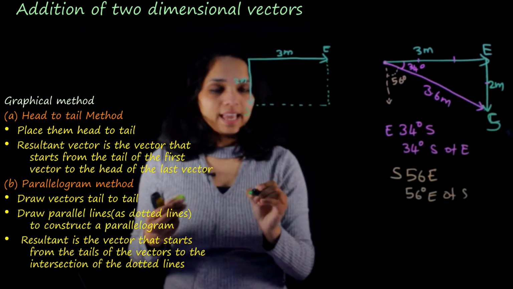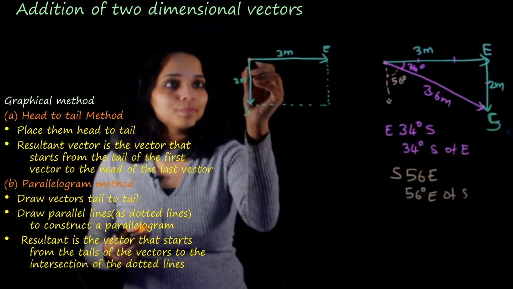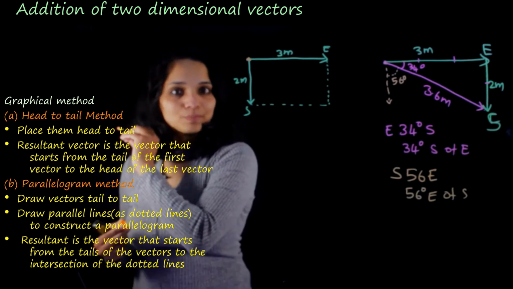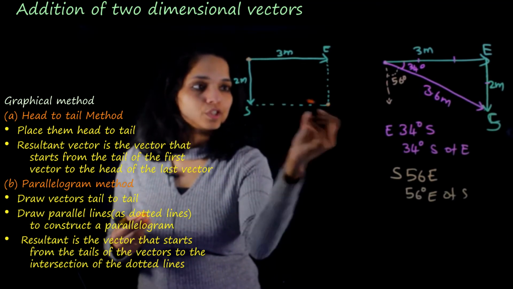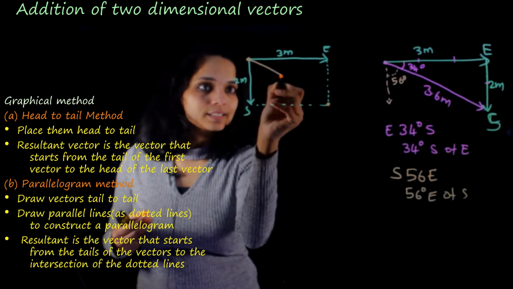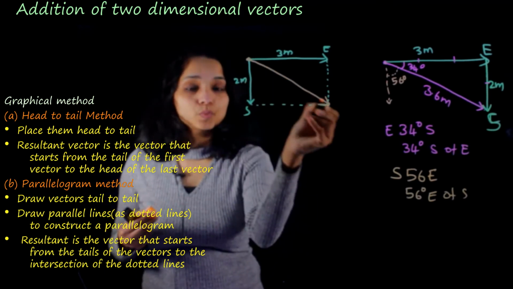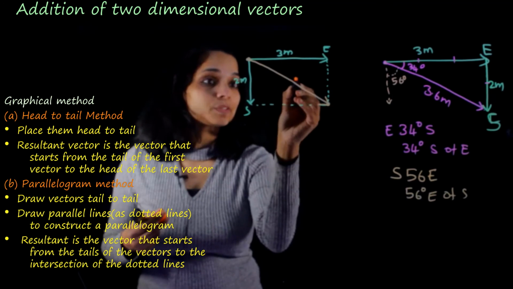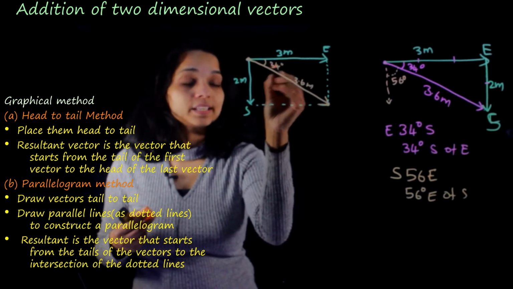And once you've done that, the resultant is the vector starting from the tails matching place, the intersection of the tails, to the intersection of these dotted lines. So that's the resultant vector. Even if you measure the length of this vector, it will be exactly the same, 3.6 meters, and then you will get the angle the same as 34 degrees.